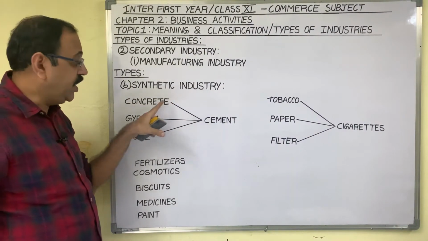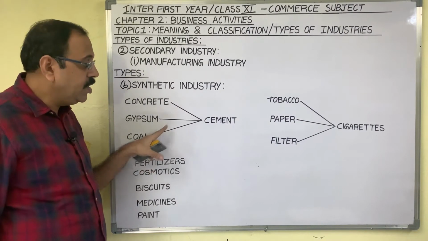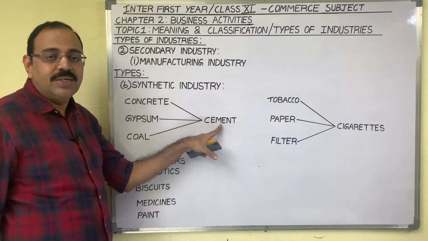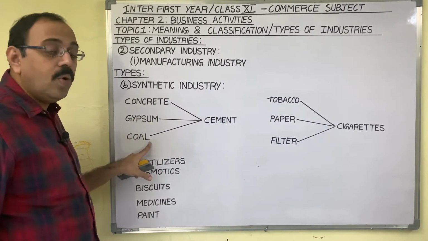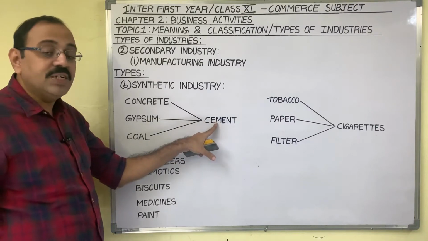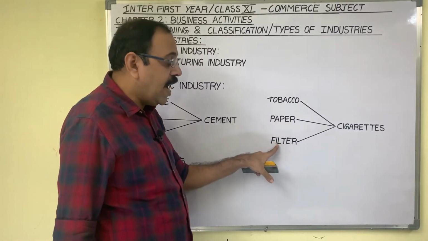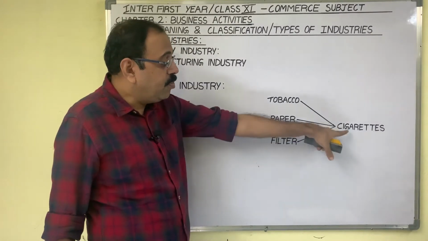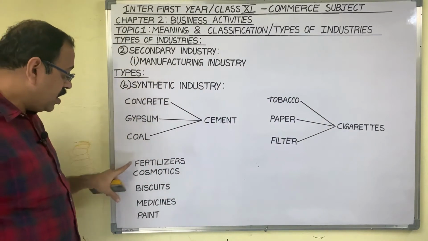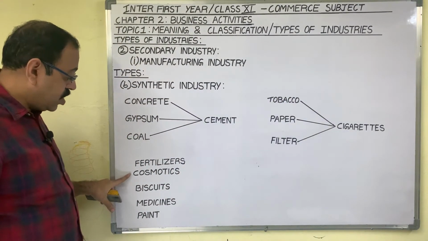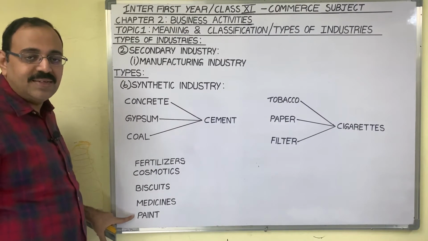Now come to second type of manufacturing industry, synthetic industry. In this industry, two or more than two materials are mixed or combined to manufacture a new product. For example, concrete, gypsum and coal are mixed up to manufacture cement. Similarly, tobacco, paper and filters are mixed up to manufacture cigarettes. Other examples for these industries are fertilizers industry, cosmetics, biscuits, medicines and paint industry.